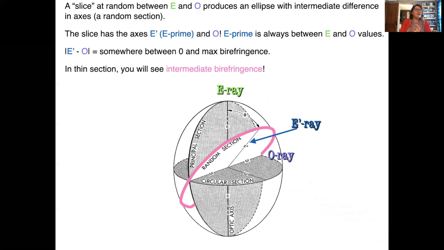Finally, if you have a slice that's random between E and O, there are an infinite number of lengths between E and O, and the slice will have an axis that is intermediate between E and O. And so it has E prime, or epsilon prime, and O always has O. And so you will get somewhere between 0 and maximum birefringence, and you'll see some sort of intermediate birefringence, something between what could be maximum and 0.